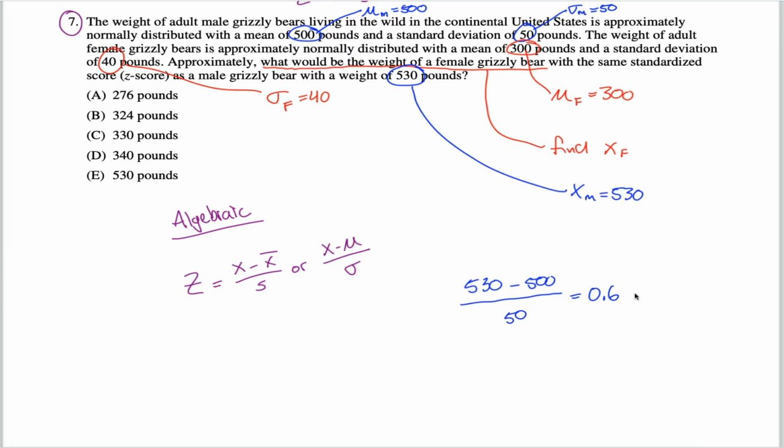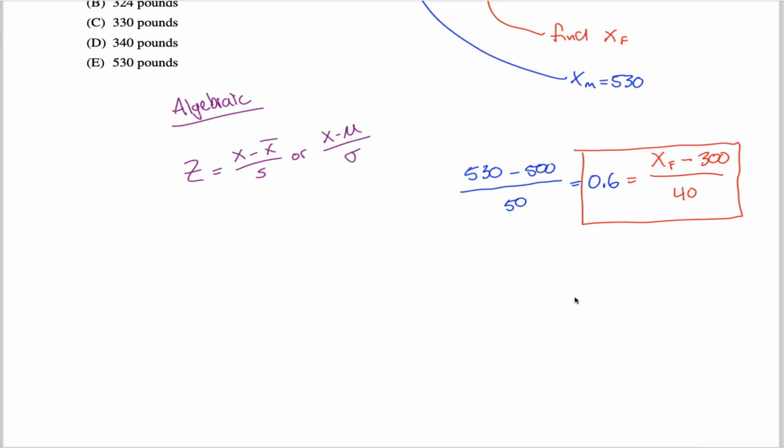So I put an equal sign right here. I don't know the weight of the female. That's what I'm looking to find, x sub f maybe. I do know the mean for the females was 300, and the standard deviation for the females was 40. So I got this equation right here. If I could solve it for x sub f, I'd be done. Pull out a calculator if you want, but I'm just going to do this in my head.